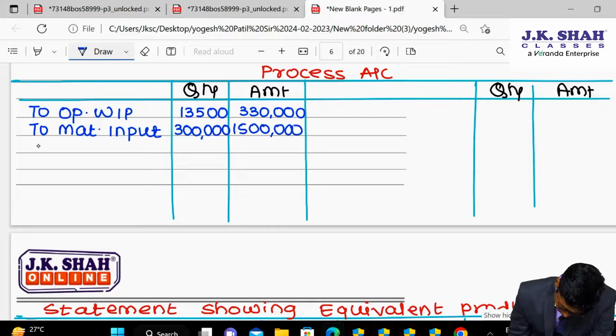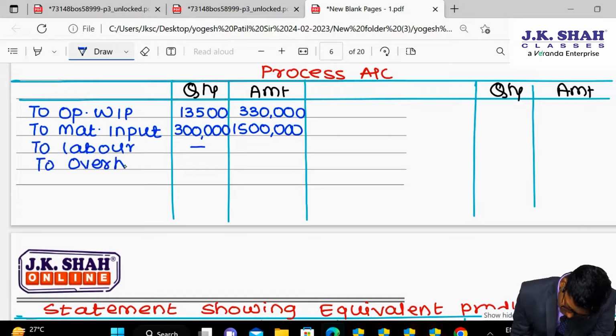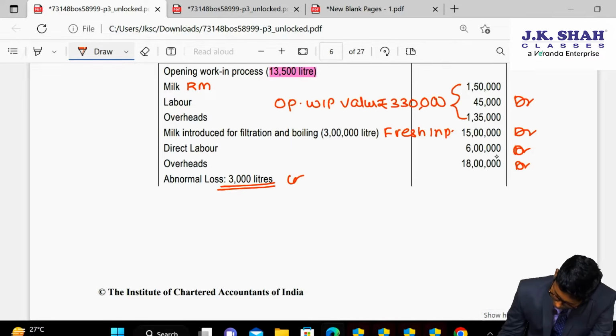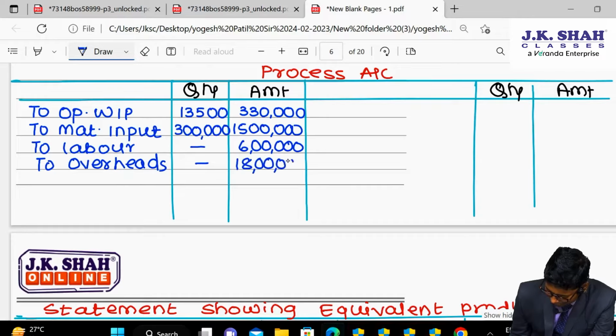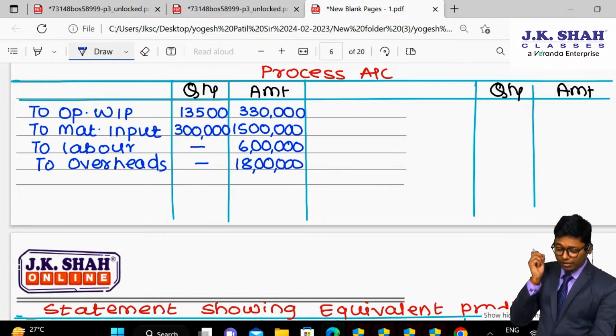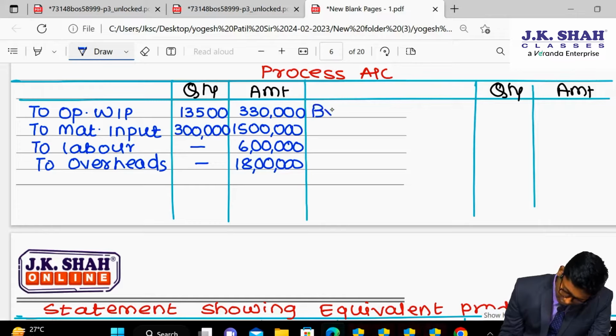After this, two more elements come on the debit side. They are labor and overhead. We never express them in quantitative form because they are expenses. Their values are 6 lakhs and 18 lakhs. On the debit side, one more item we record is abnormal gain, but abnormal gain is not there in this question. So on the credit side we always start with normal loss.